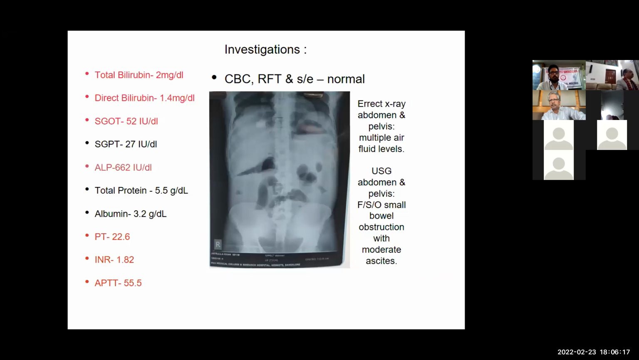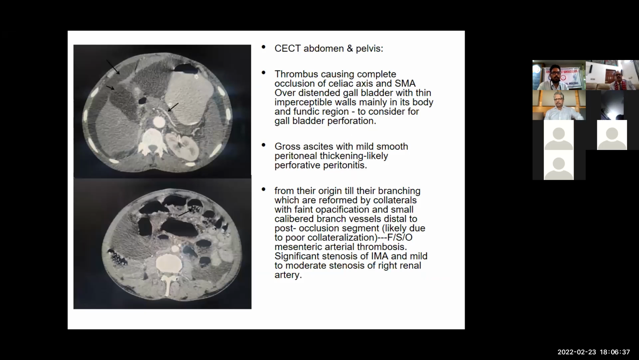Investigations: CBC, RFT, serum electrolytes were normal. Although there was deranged LFT with raised total bilirubin and ALP, and deranged coagulation profile. Erect abdomen showed multiple air fluid levels. USG abdomen was suggestive of small bowel obstruction with moderate ascites. CECT showed thinned out walls of the gallbladder with gross ascites.